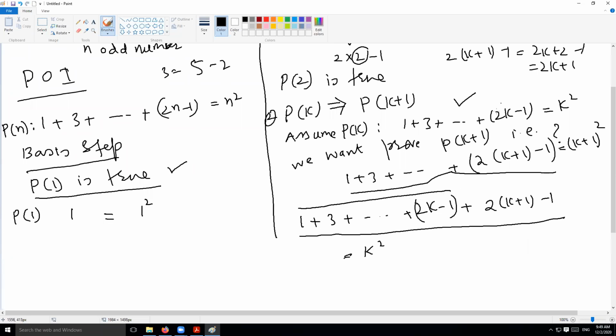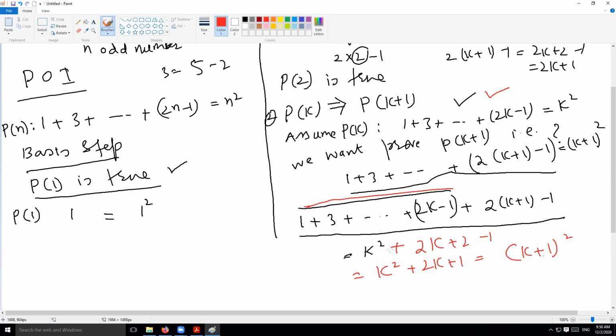By this assumption, this entire part is k square. So this part is k square plus what remains here, which is 2k plus 2 minus 1. Everything is going to be k square plus 2k plus 1. And what is this? This is nothing but (k plus 1) square.